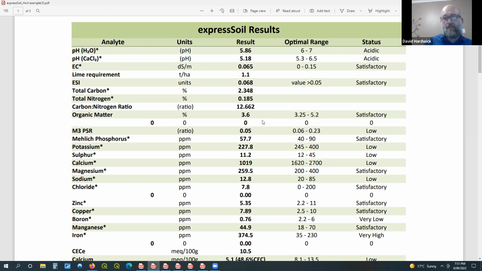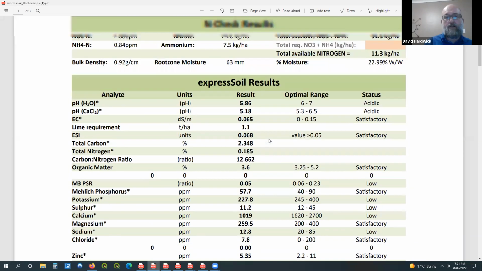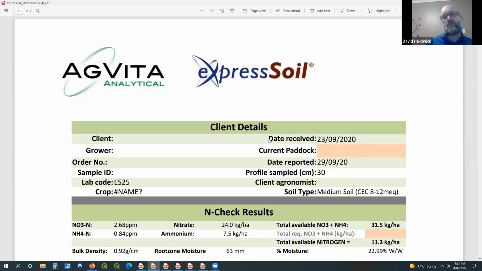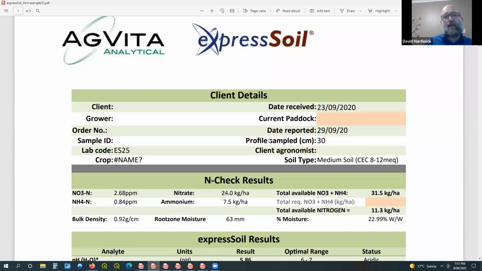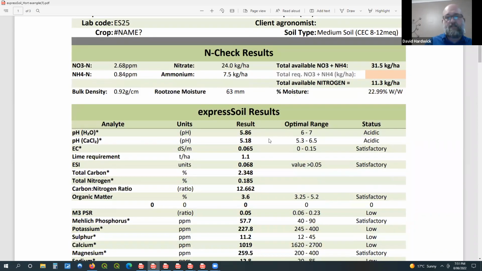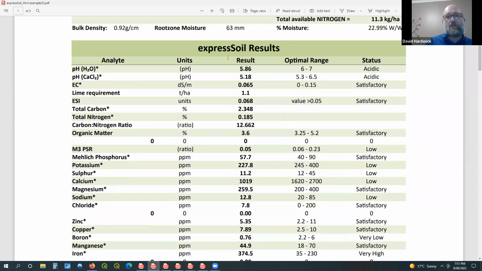And you can see this lab, sorry everyone, I'll just get it up. It's the Vita Lab in Tasmania. They're a very big lab that services the horticulture industry. You can see their test is called Express Soil or whatever, but they've also put pH near the top because they consider it to be important.